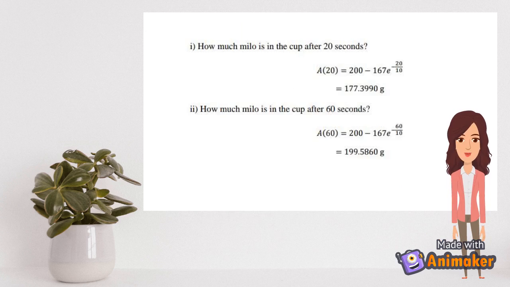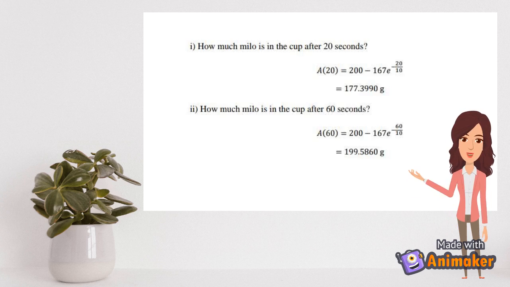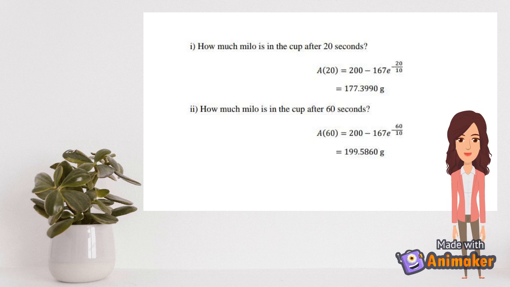So, the amount of Milo in the cup after 20 seconds is 177.3990 grams, and after 75 seconds is 199.5860 grams.